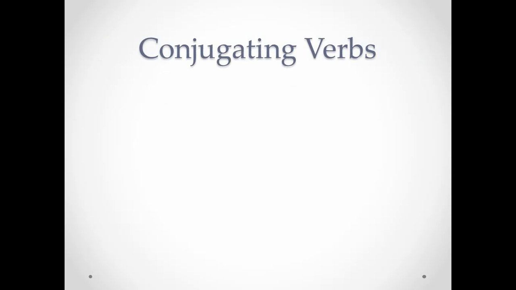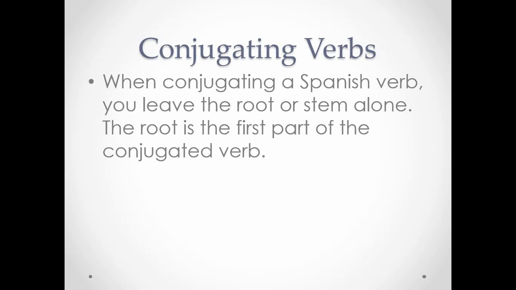All right, let's talk about conjugating verbs. When conjugating a Spanish verb, you leave the root or stem alone, and the root is the first part of the conjugated verb. So you keep that first part of the verb before the AR, ER, or IR.